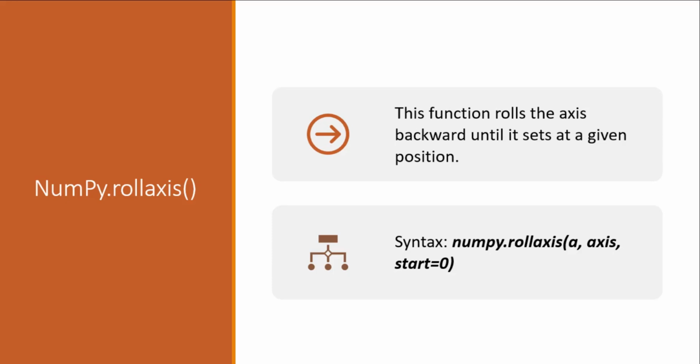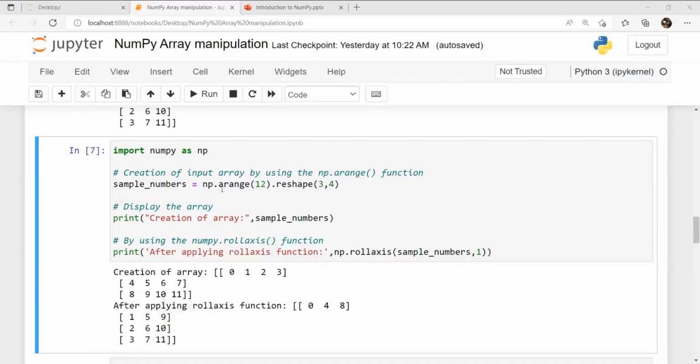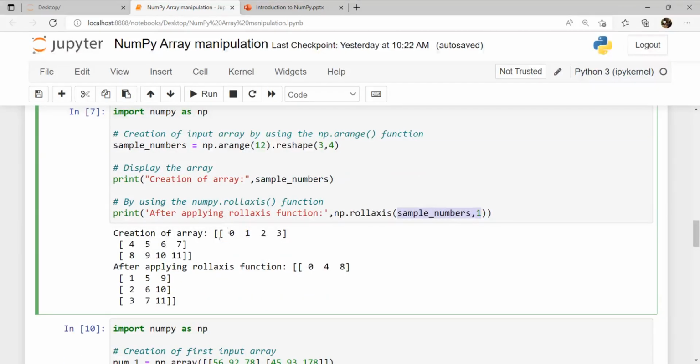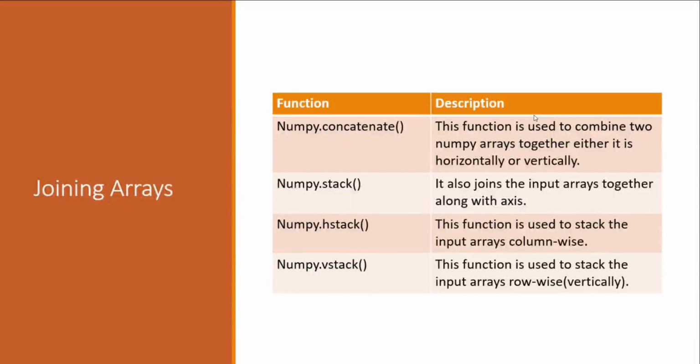Now let us discuss the NumPy rollaxis function with the help of an example. In this example, first we have created an array by using the np.arange function and then used the np.rollaxis function, and within this function we have passed the array as an argument along with the axis 1. After executing this code, the output shows the rolling of the elements. Next we will understand how to join input arrays by using different functions. Let us briefly understand these functions in the NumPy array.